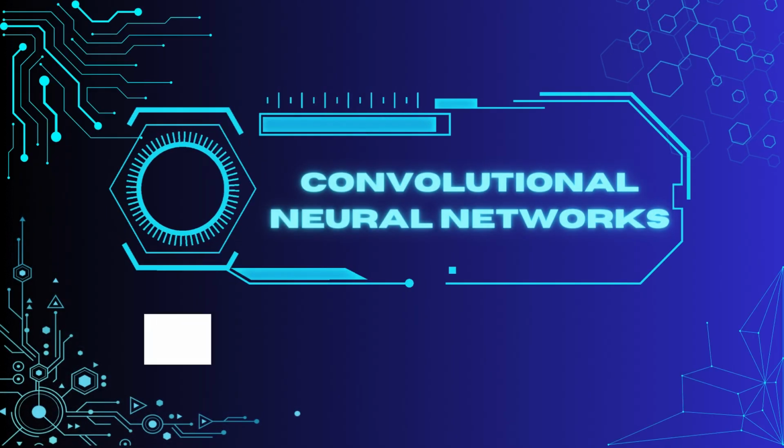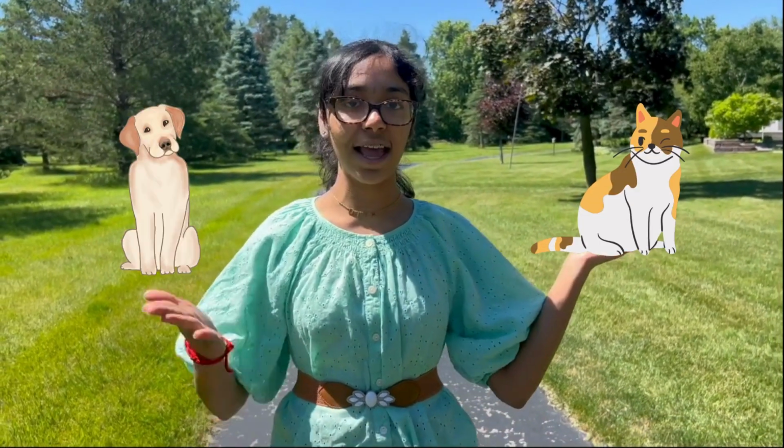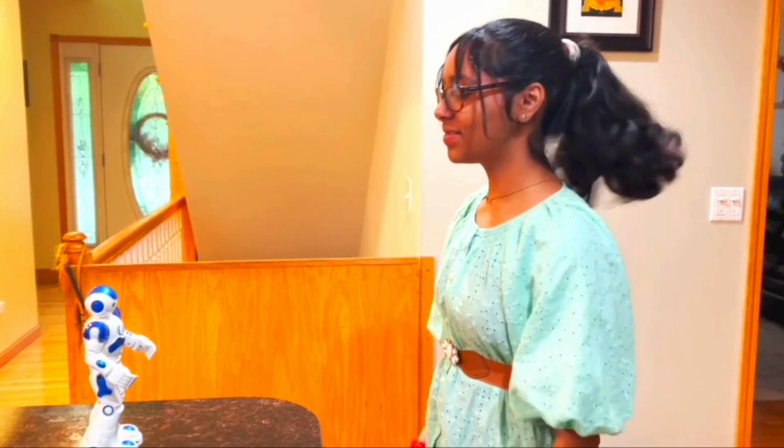For this, we can use a technology called Convolutional Neural Networks, or CNNs. CNNs are algorithms used to classify images. Our CNN will classify between cats and dogs. Let's give Hank some images of cats and dogs. Scanning. Let's dive into Hank.